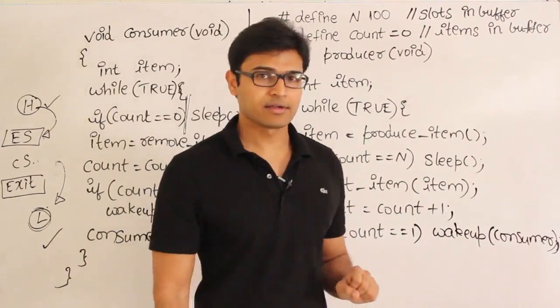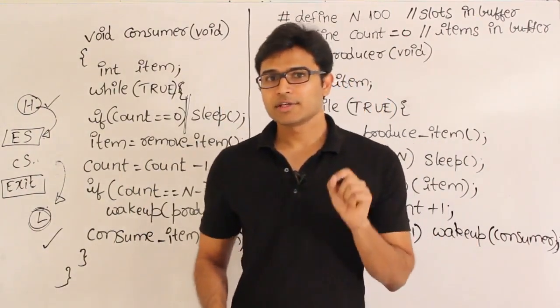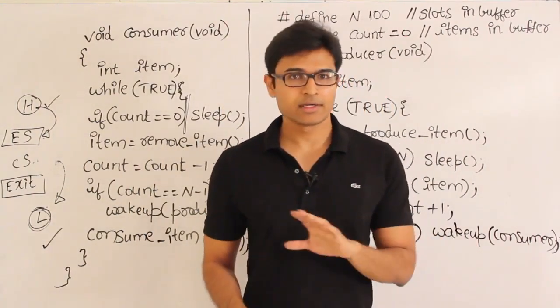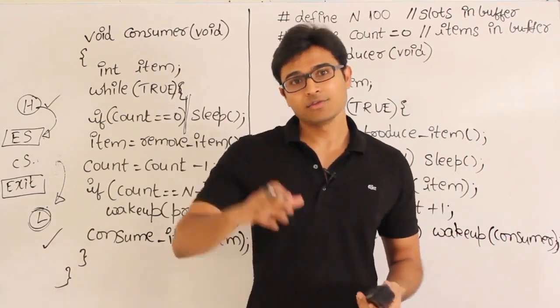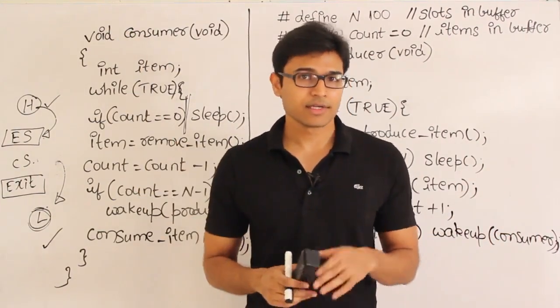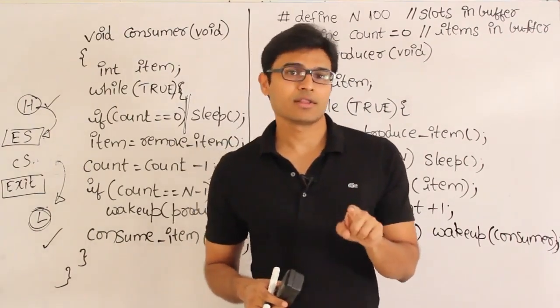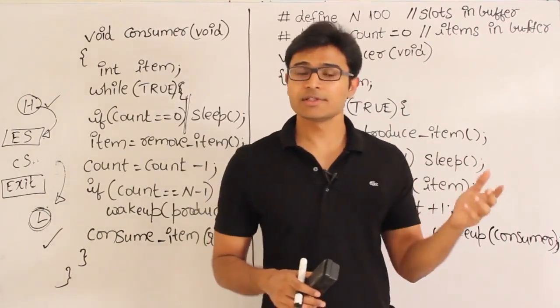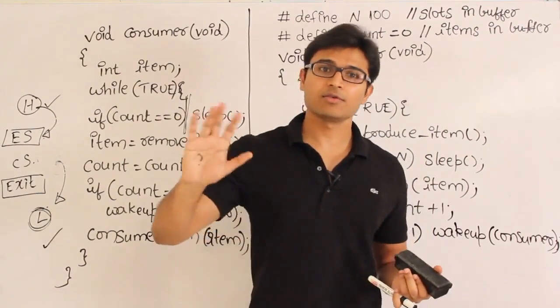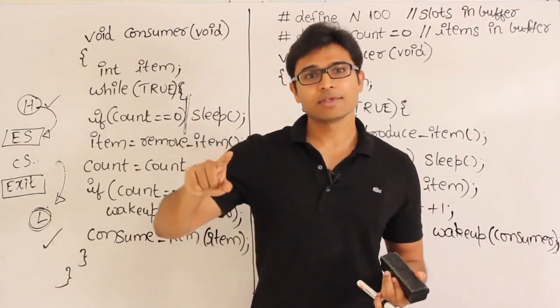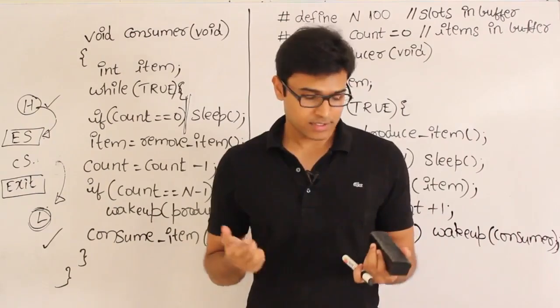Try to understand it. Consumer is about to go to sleep, but it didn't go to sleep yet. Now producer is thinking that consumer must be sleeping, because it has seen that the count is 1 now, which means earlier count was 0. Therefore he is assuming that the consumer must be sleeping. Therefore he tried to wake him, but then the problem is he is not sleeping.